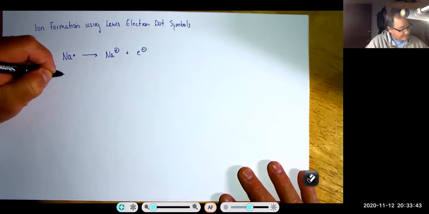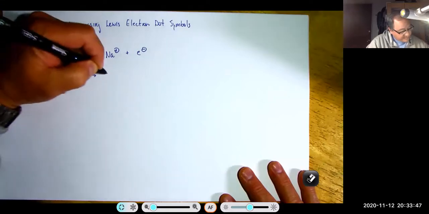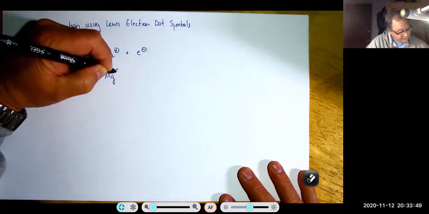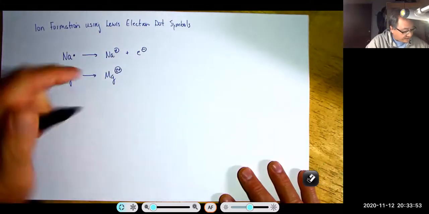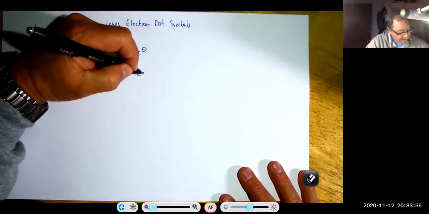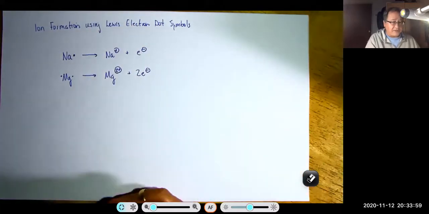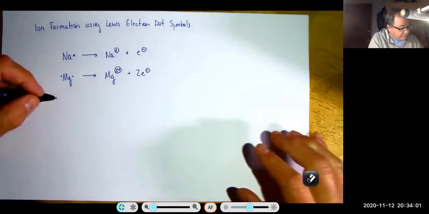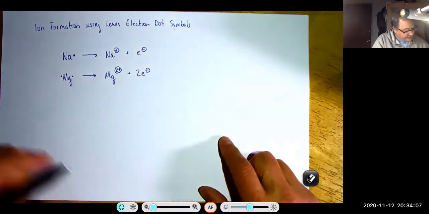Likewise, if you had magnesium with 2 dots, it would become magnesium +2. And of course, for it to become a +2 charge, it has to lose 2 electrons. And so here they are. On the other hand, for anion formation, it's the opposite in that instead of releasing an electron, atoms will have to gain electrons.